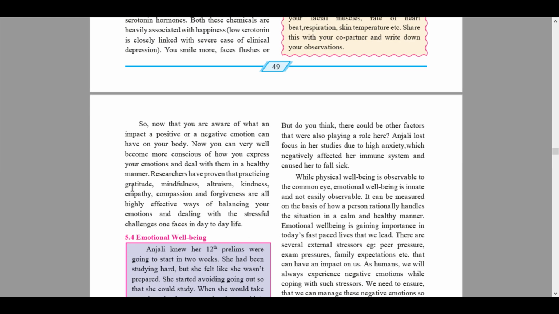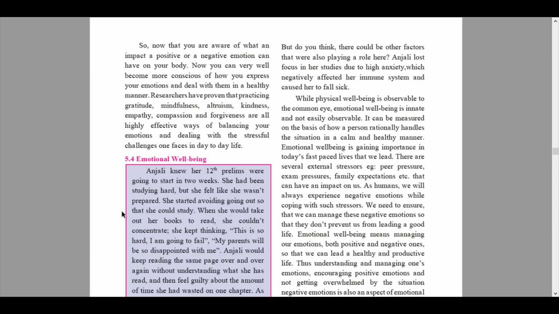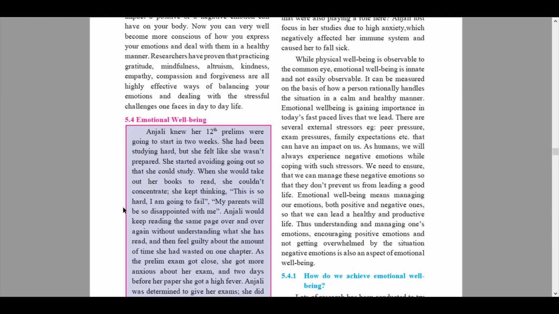As humans, we will always experience negative emotions while coping with such stressors. We need to ensure that we can manage these negative emotions so that they don't prevent us from leading a good life. Emotional well-being means managing our emotions, both positive and negative ones, so that we can lead a healthy and productive life. Thus, understanding and managing one's emotions, encouraging positive emotions, and not getting overwhelmed by negative emotions in the situation is also an aspect of emotional well-being.